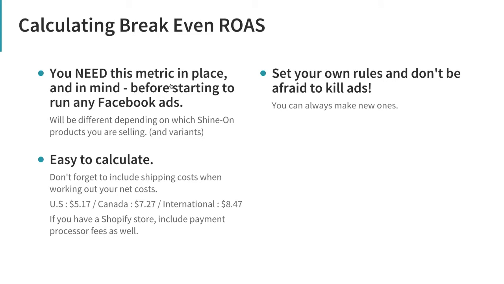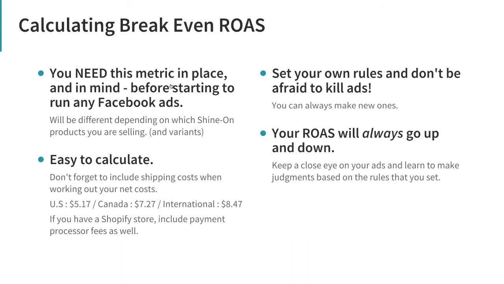When you're running ads, you need to set your own rules and do not be afraid to kill off these ads. You can always make new ones. So your ROAS will always go up and down, week by week, month by month, day by day. But you need to keep a close eye on your ads and learn to make judgments based on the rules that you set. An example rule would be if an ad runs for 3 days and it doesn't make any purchases, then you need to kill that ad.